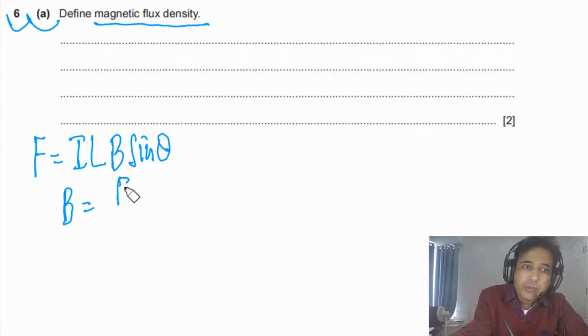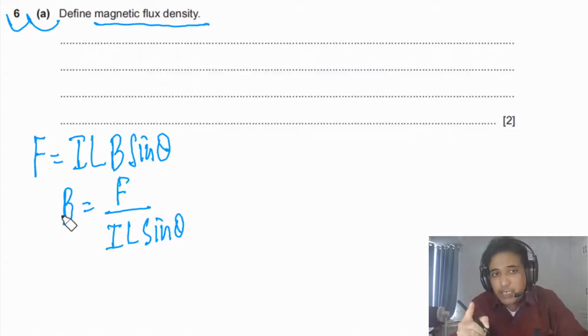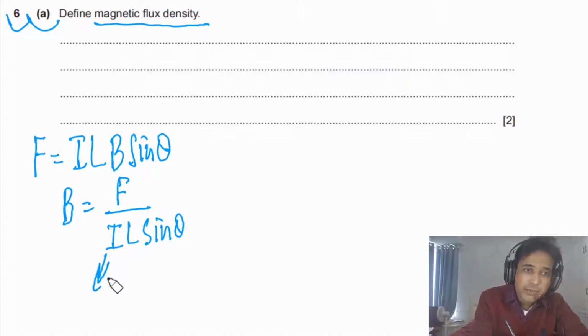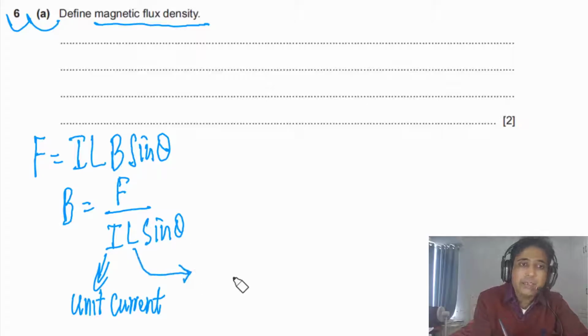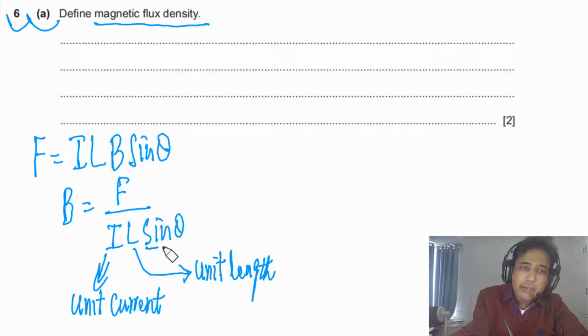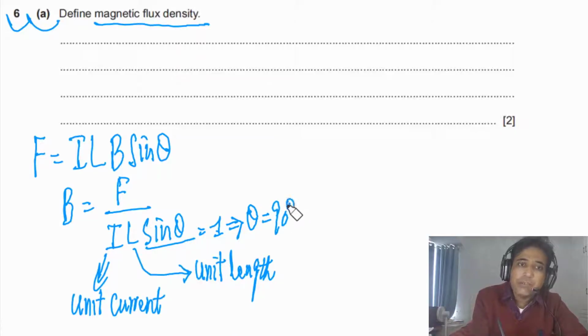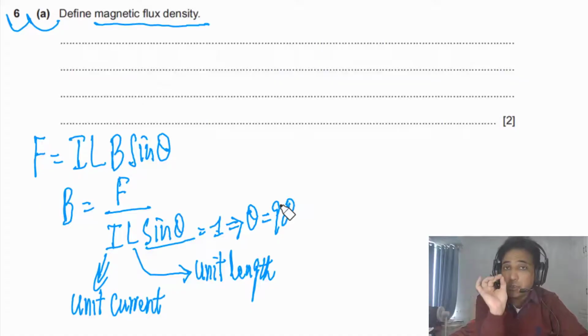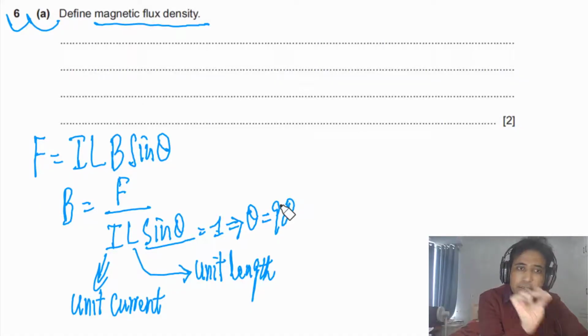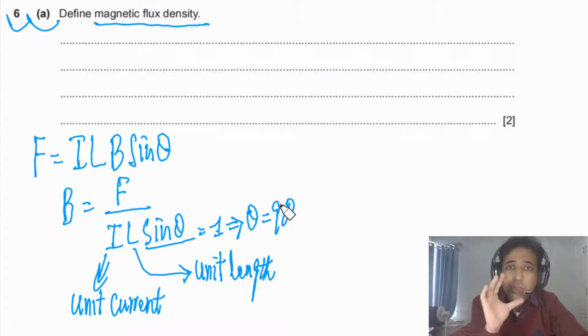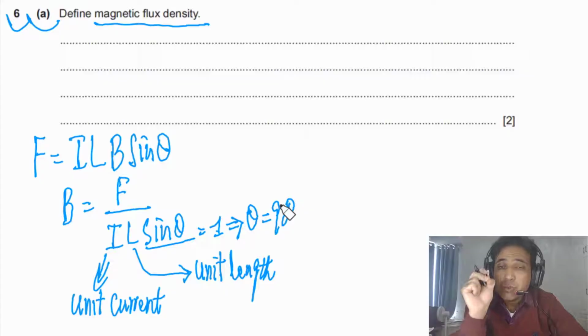So we can write down from here, B is equal to F divided by I times L times sine of theta. B can be defined in terms of F if I is unit current. So we can say if this one is unit current, and L is unit length, and sine of theta, this is also 1. Sine of theta is equal to 1 if theta is 90 degrees. So this is how we can define. So if all these quantities are equal to 1, then it means magnetic flux density in magnitude is equal to the force. So this is how you can define, and in the same way any unit you can also define.